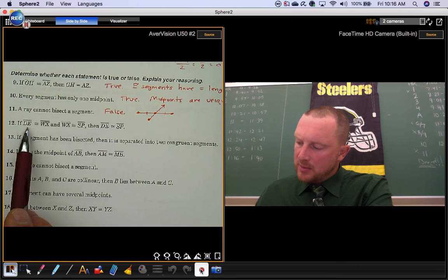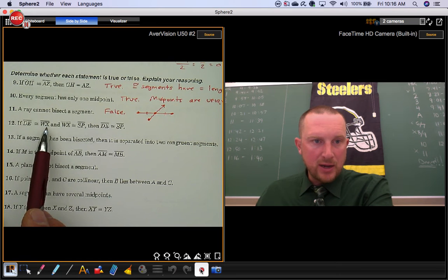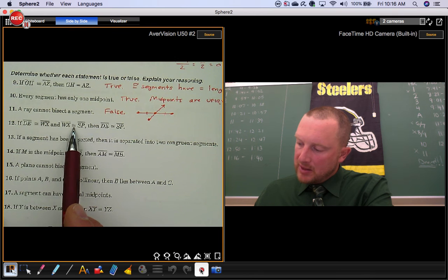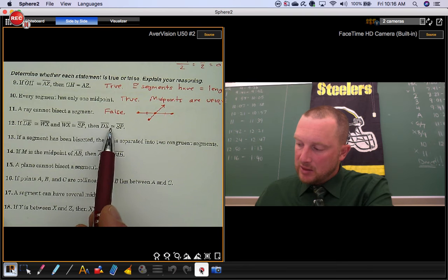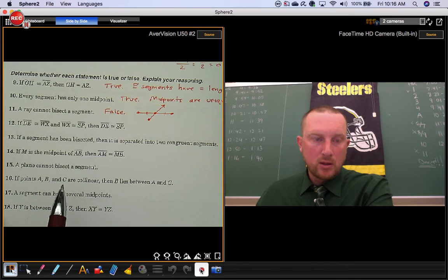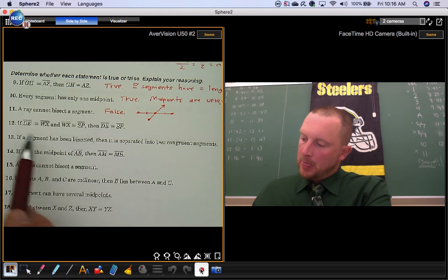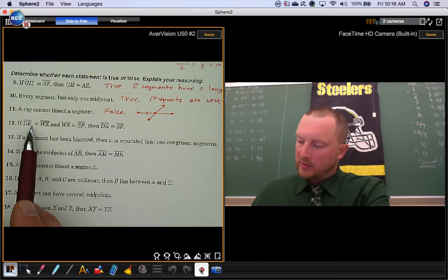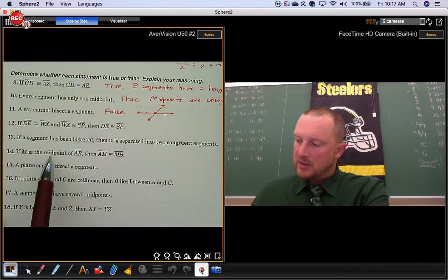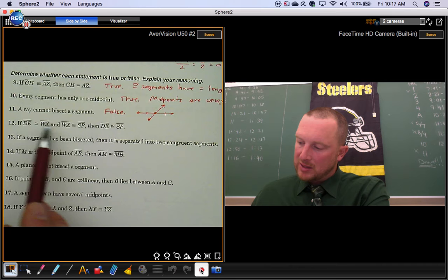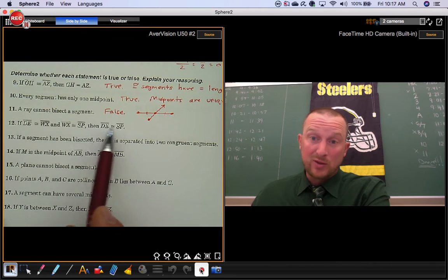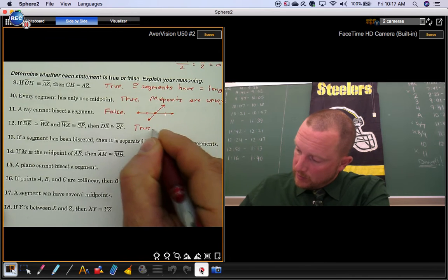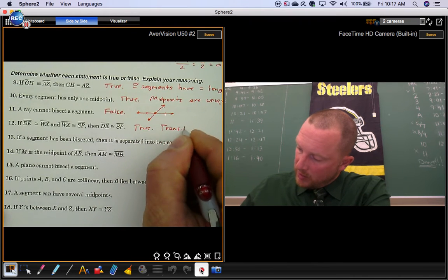Number 12, if segment DE is congruent to segment WX and segment WX is congruent to segment SP, then segment DE is congruent to segment SP. It might be a lot to look at, but you have 3 different segments. You have segment DE, segment WX, and segment SP. Notice how segment WX is congruent to these 2 different segments. So that means they're congruent to each other as well. That's true. Remember, that's our transitive property.